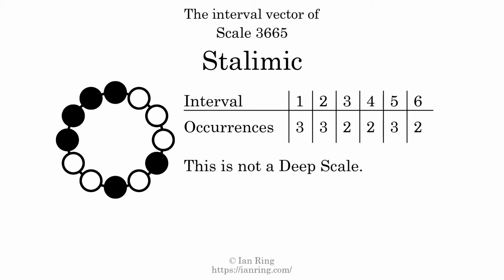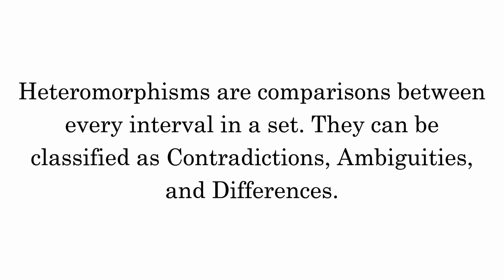Each interval does not appear in this scale a unique number of times, so this is not a deep scale. Heteromorphisms are comparisons between every interval in a set. They can be classified as contradictions, ambiguities, and differences.